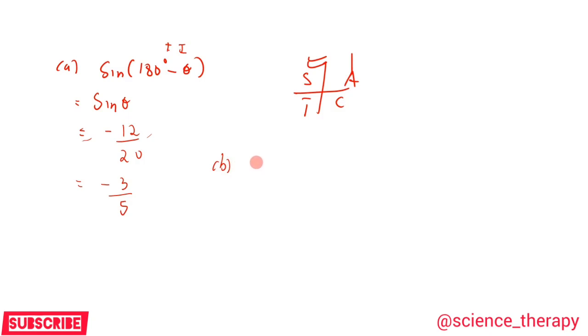Then for B we have cos of 180 plus theta. Now we know the 180 plus theta indicates what? The third quadrant.